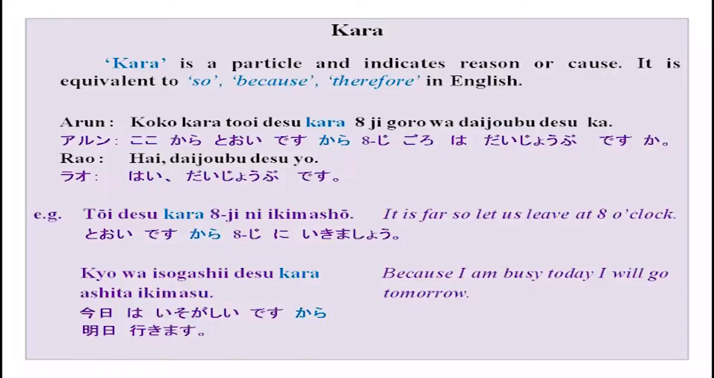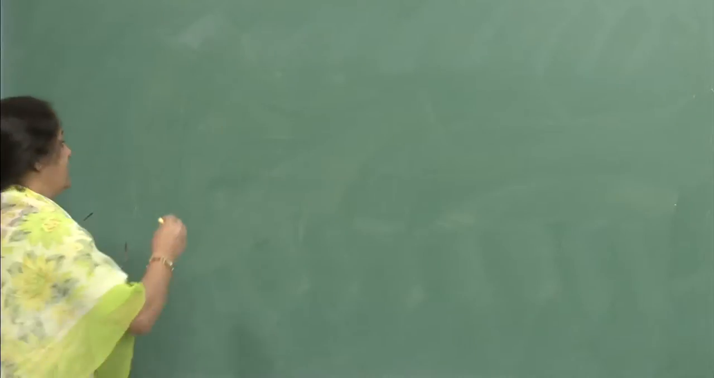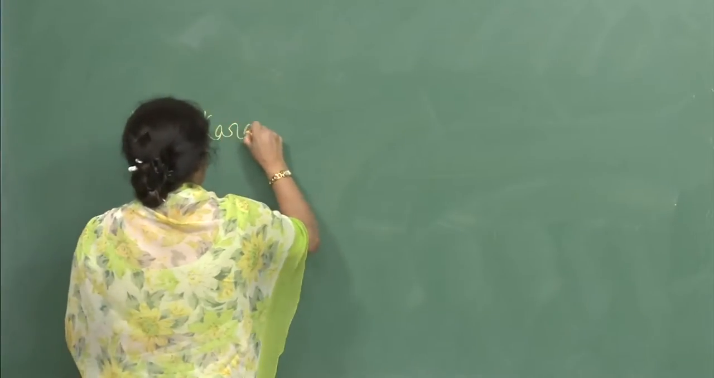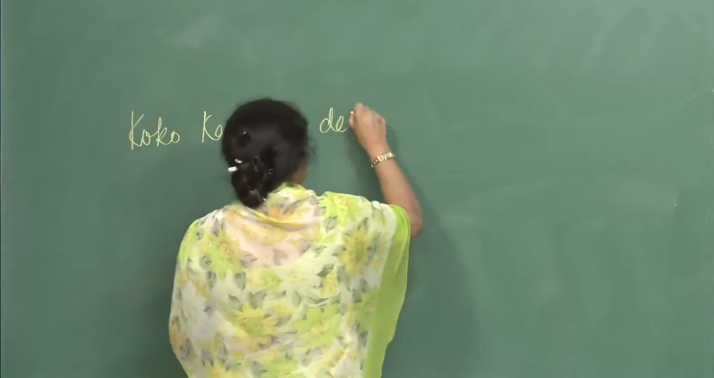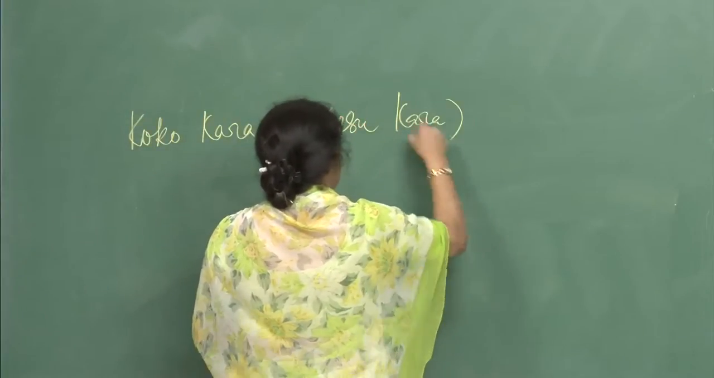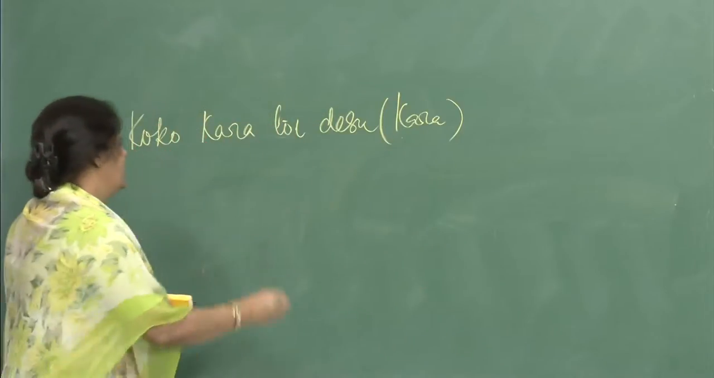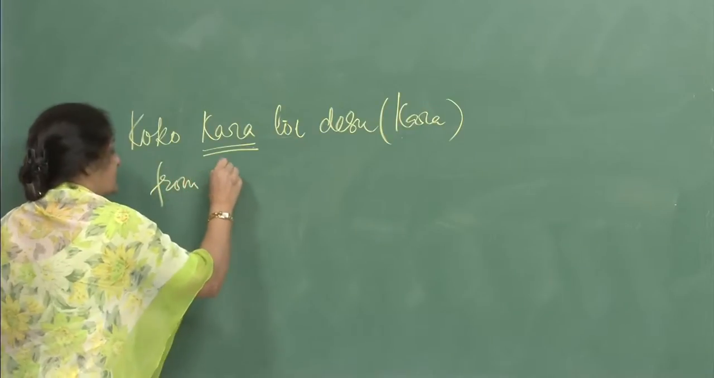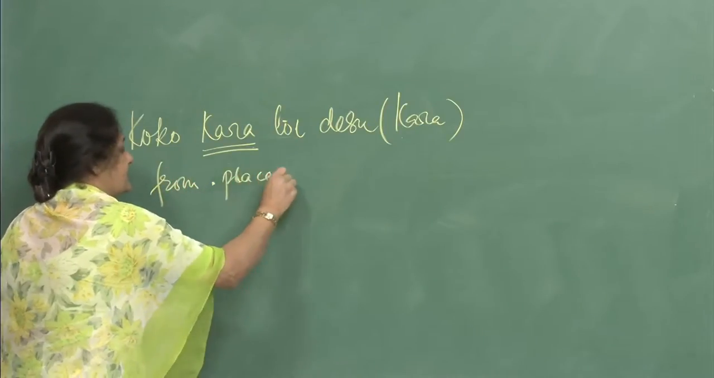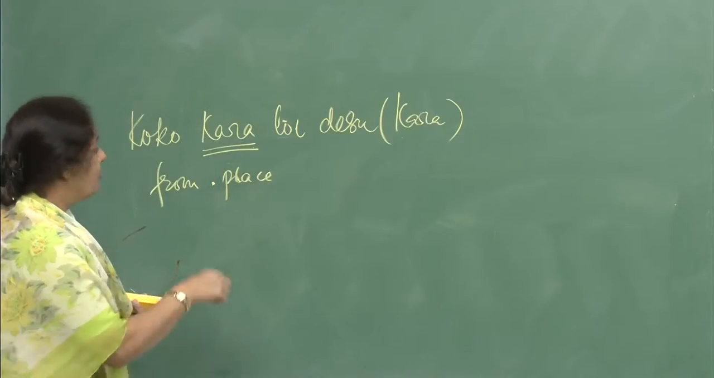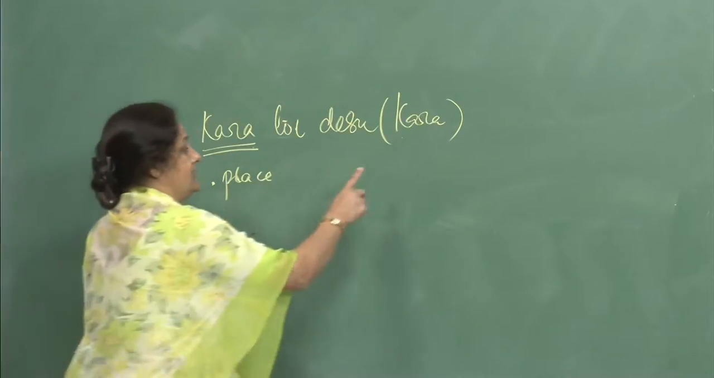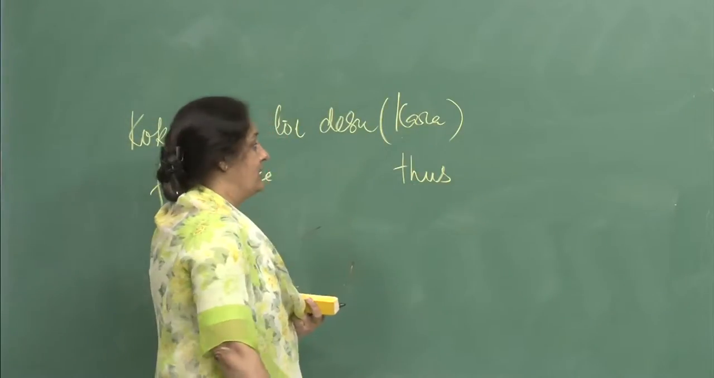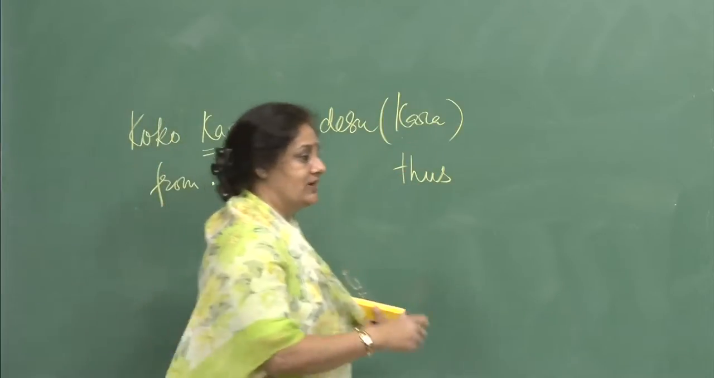So, with kara, you can see over here we have two kara together in a sentence. Koko kara toi desu kara. So, this is the kara we are going to do now. This kara you have already done, from this point or place, isn't it? From this place. So, koko kara toi desu, it is far. Thus, therefore, and a reason is going to come. This is the reason, and what is going to follow is what you actually want to say.